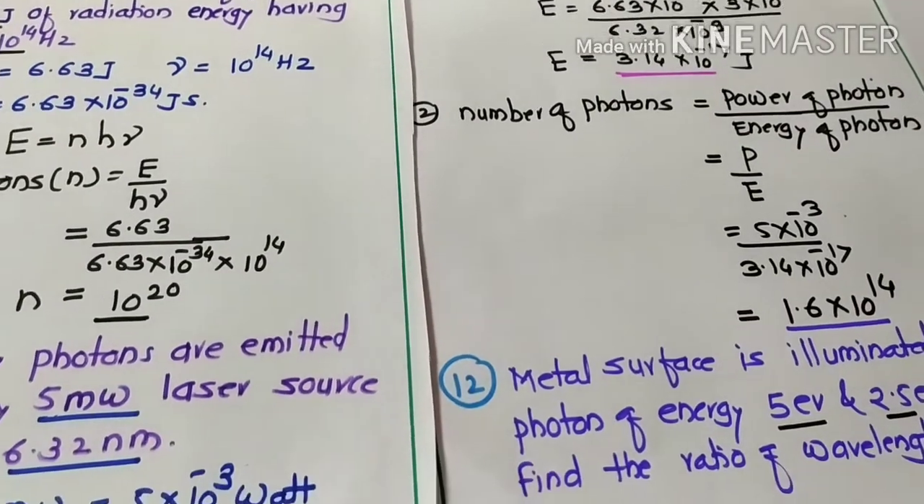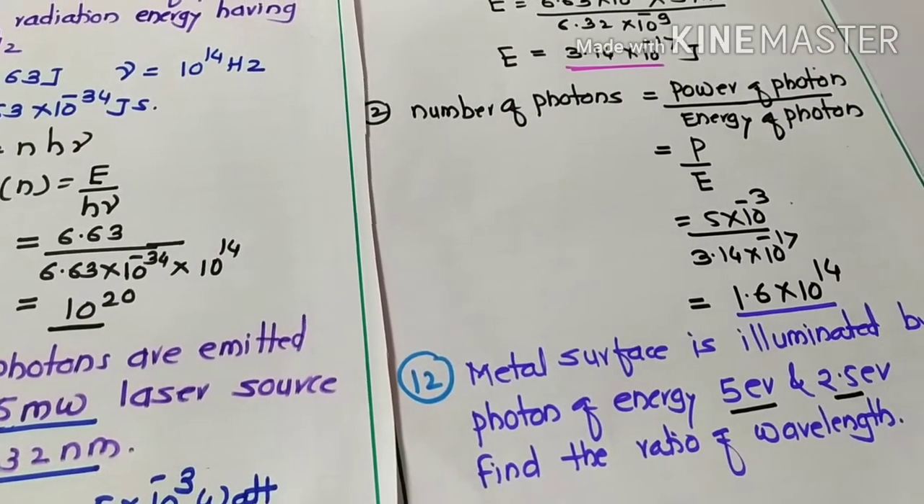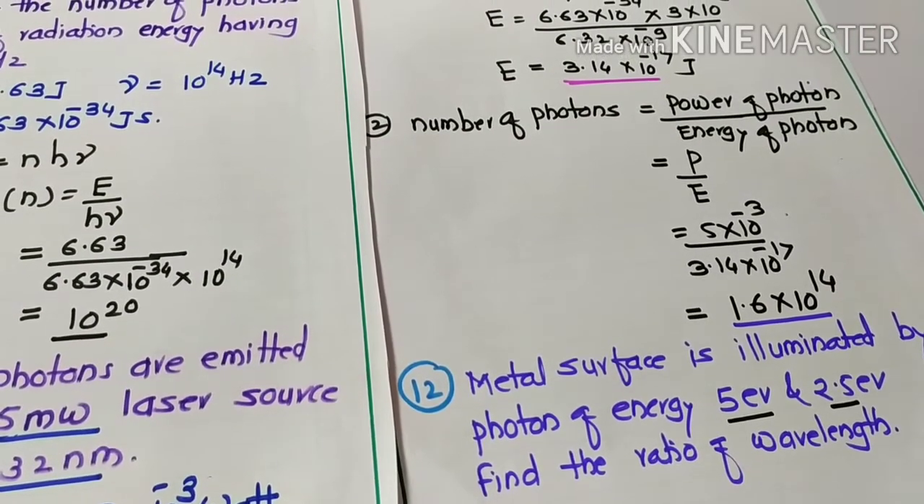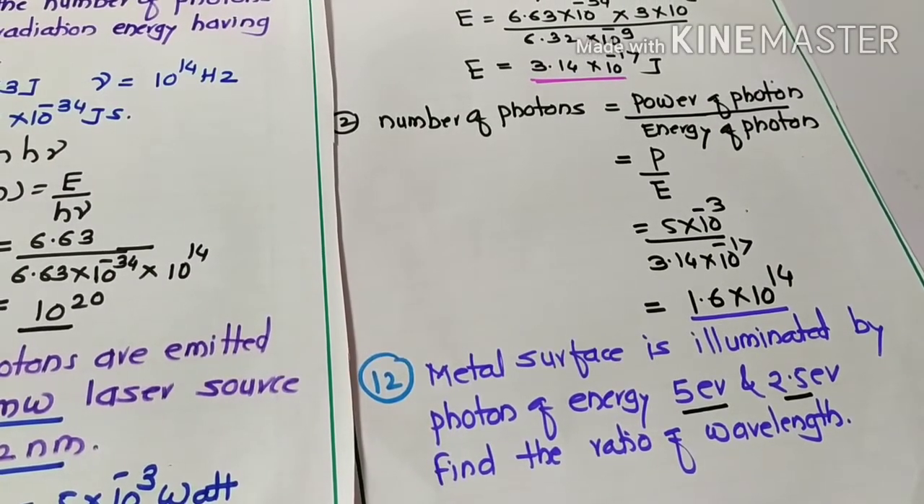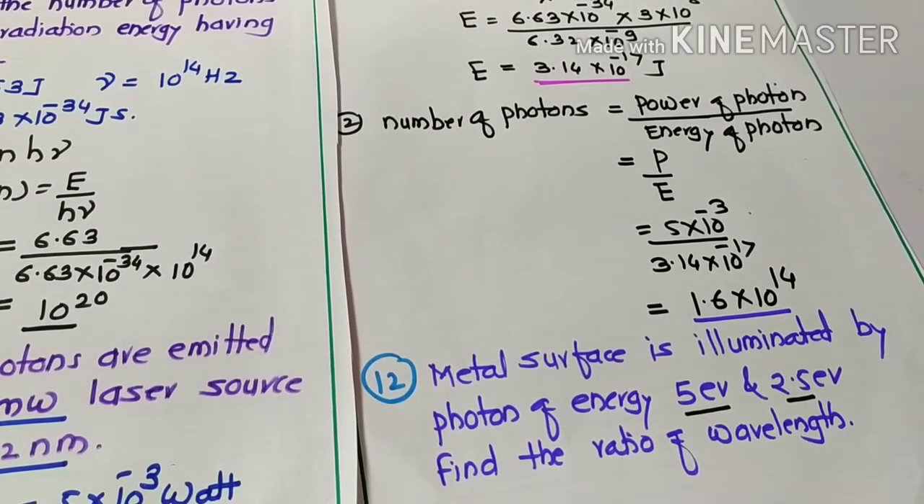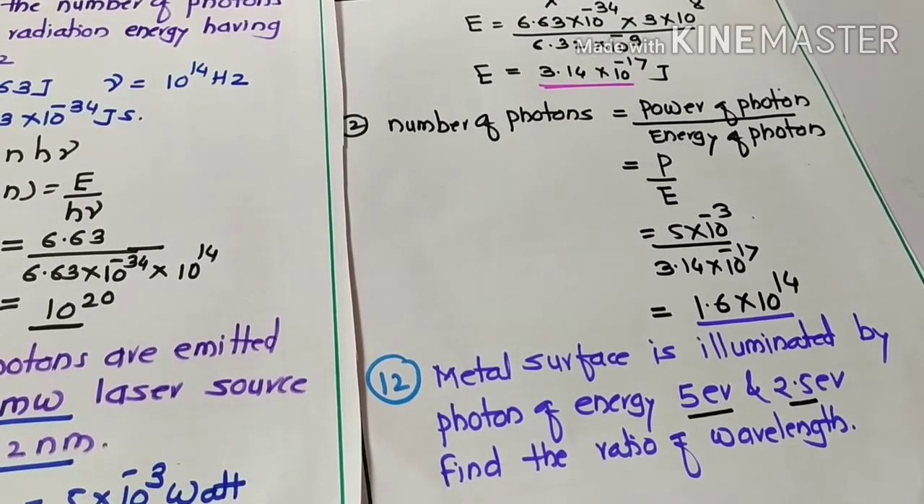Then next is the metal surface. A metal surface is illuminated by photons of energy 5 electron volt and 2.5 electron volt. Find the ratio of wavelength.